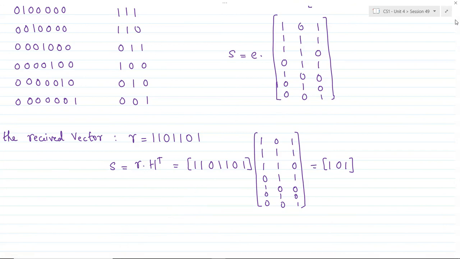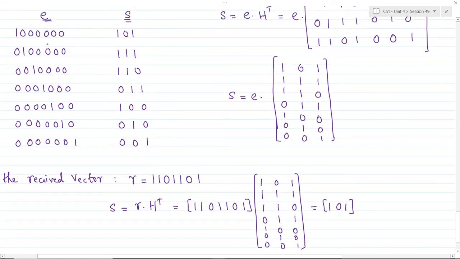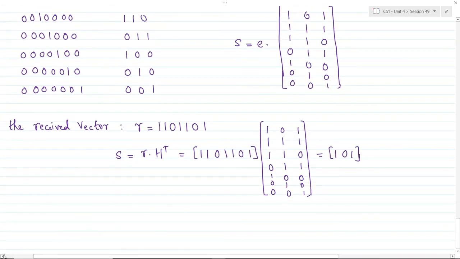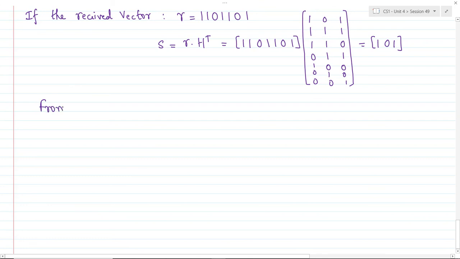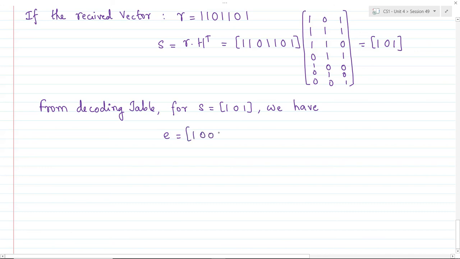The decoding table that we have has 1 0 1 as the syndrome for the error vector in the first row of this decoding table, which is 1 followed by all zeros. So from the decoding table, for S as 1 0 1, we have the error as 1 followed by six zeros. This implies our code word is the XOR of this R and E.